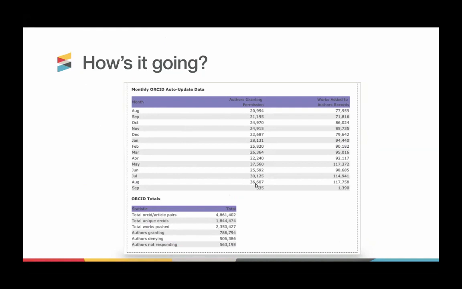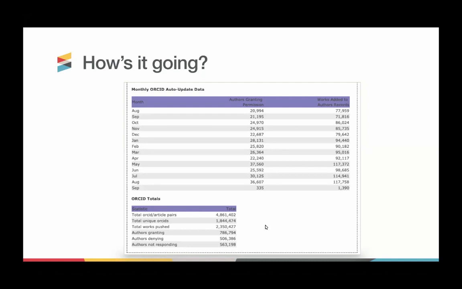this was August 2018. And you can see in August 2019, there's been a real increase from this time last year in terms of the number of researchers or authors who are granting permission to ORCID to auto-update their records. September is just not a complete month's figure yet. I took this snapshot a couple of weeks ago when I was preparing the slides. And you can see that there have been nearly 120,000 works added to authors' ORCID records. So that's 120,000 times a researcher hasn't had to go and manually add that information. So that's pretty good. And you can see that it's being used a lot and that the rate of uptake is increasing over time.